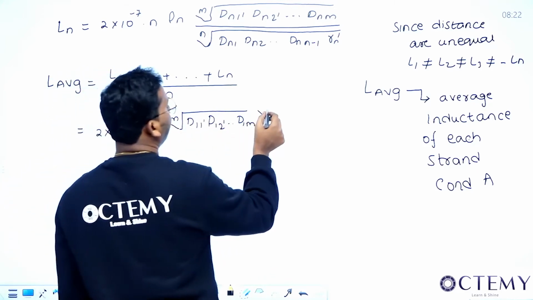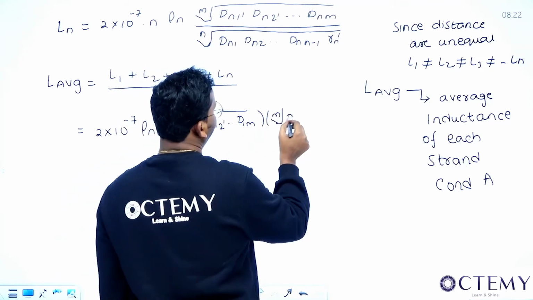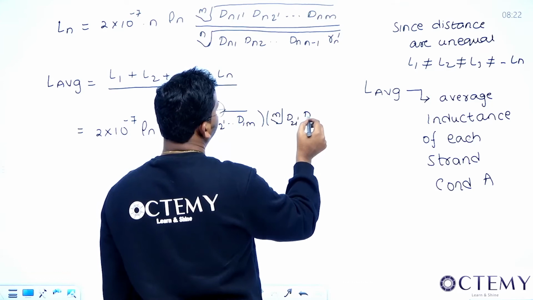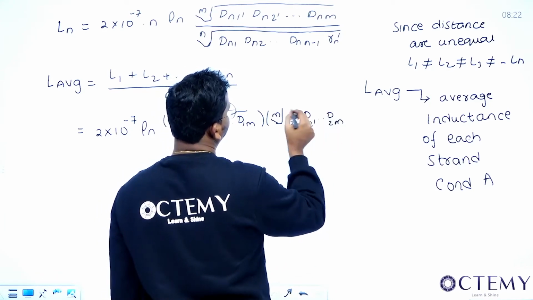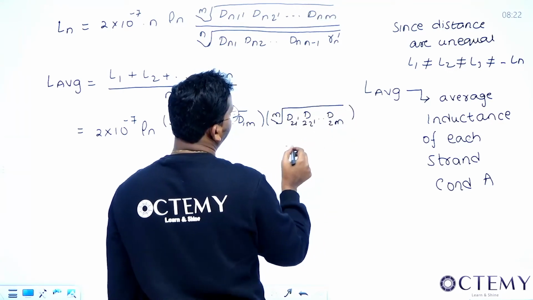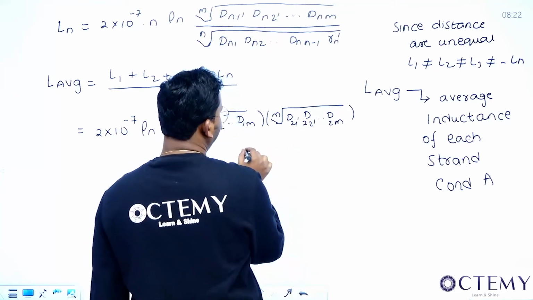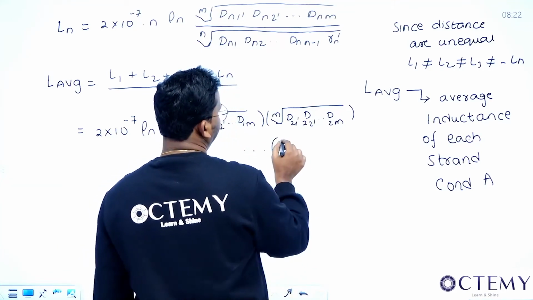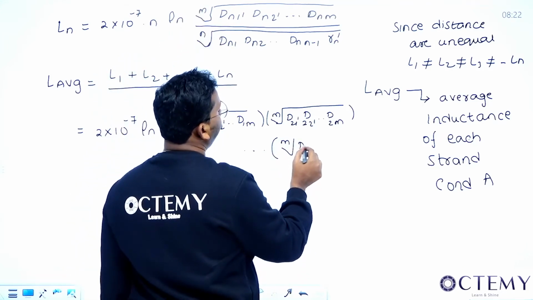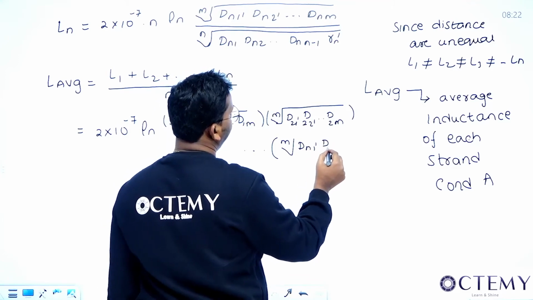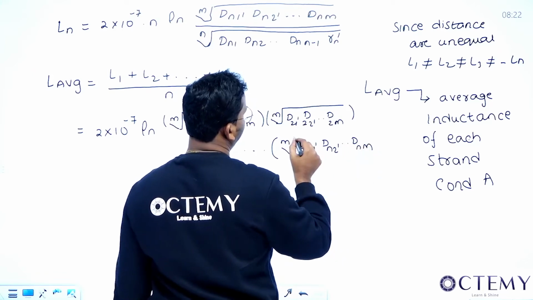Similarly, you will get the second term as mth root of d21 dash, d22 dash, and then so on d2m. The second term you will get, and then so on. If you keep going like this, then multiplication mth root of the last term, dn1 dash, dn2 dash, and then so on dnm. This is all numerator only.